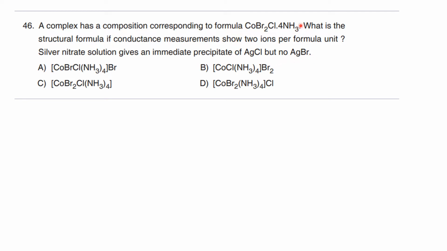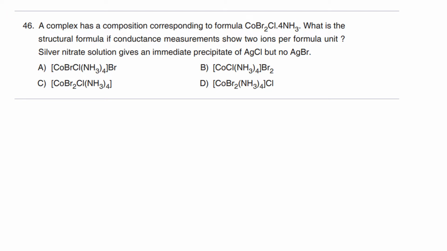So you are provided with the condensed formula for a complex, which is a cobalt complex. The various ligands are bromine, chlorine, and ammonia. The conductance measurement of this complex showed that it has got 2 ions, that is either positive or negative ion. Moreover, an additional piece of information is that when it reacts with silver nitrate, it gives a precipitate of AgCl but not AgBr. So you have to find out the formula of the complex. You are provided with 4 different options as well, so we'll work that out.